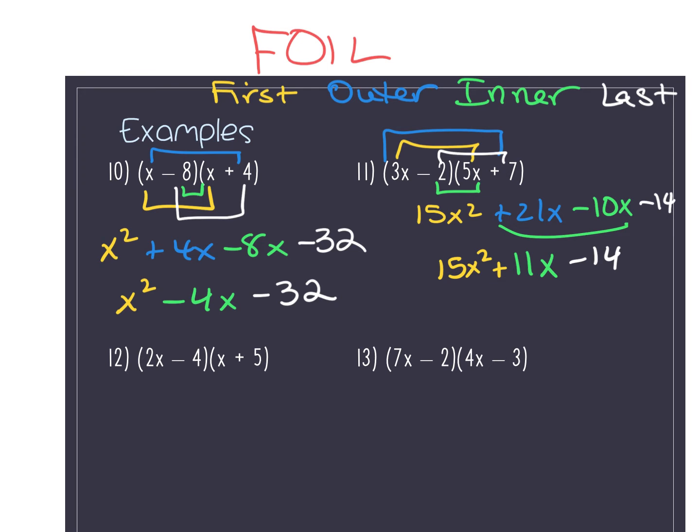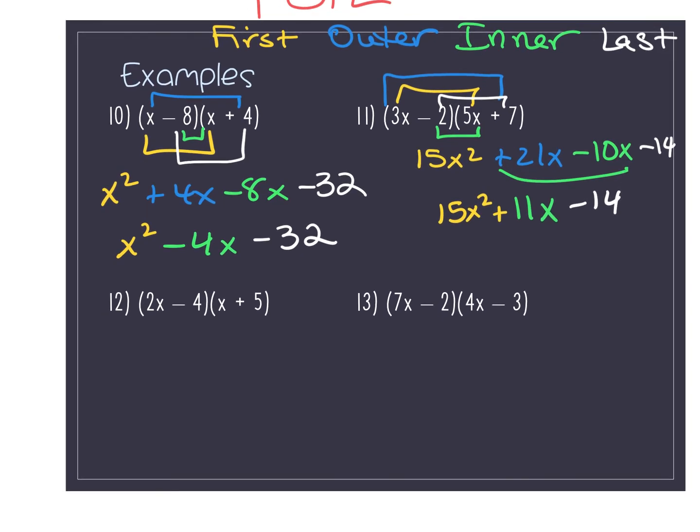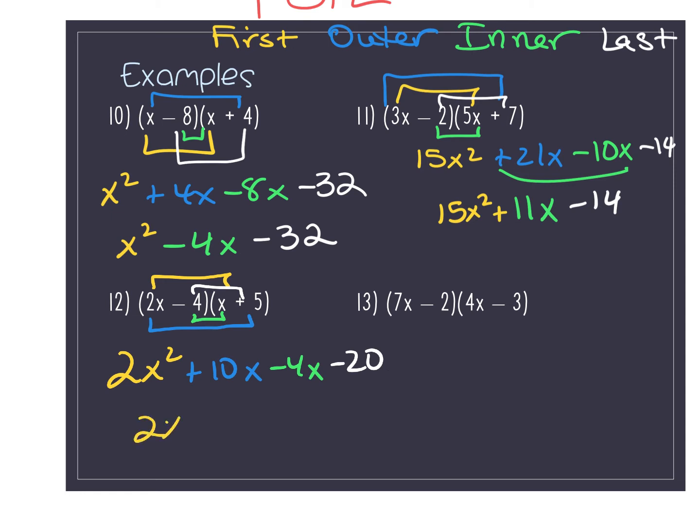Number 12, same thing. We're just distributing or FOILing. So first, 2x times x, 2x squared. The outer gives me 2x times 5 is 10x. Inner or inside, negative 4x. And then last, negative 4 times 5, negative 20. Again, group your middle terms. They are like terms. So this would give me 6x and then minus 20.